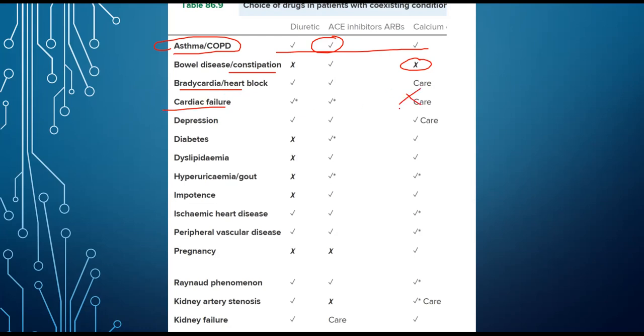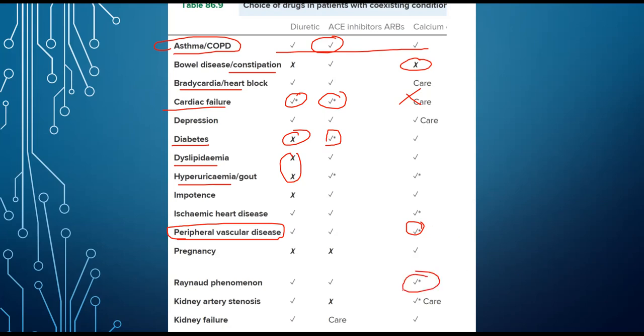For cardiac failure, calcium channel blocker is not the usual medication, but the best is ACE inhibitor or diuretics. For diabetes, because thiazide diuretics can cause hyperglycemia, usually we don't use them. ACE inhibitor is a good medication for diabetic patients. Same with dyslipidemia or hyperuricemia patients: thiazide diuretics is not a good medication for them. For peripheral vascular disease, the best medication is calcium channel blocker because it can cause vasodilation. And if you give beta blocker, it can cause vasospasm, and it is contraindicated in PVD patients.